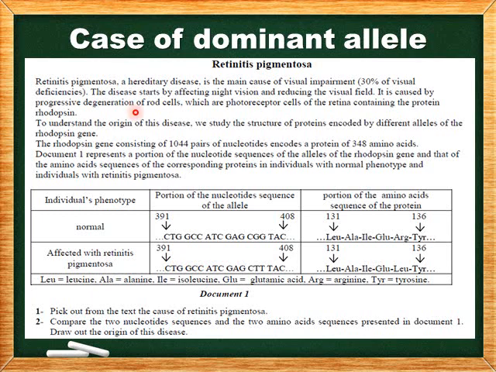Retinitis pigmentosa is a hereditary disease. It is the main cause of visual impairment. The disease starts by affecting night vision and reducing the visual field. It is caused by progressive degeneration of rod cells, which are photoreceptor cells of the retina containing the protein rhodopsin.